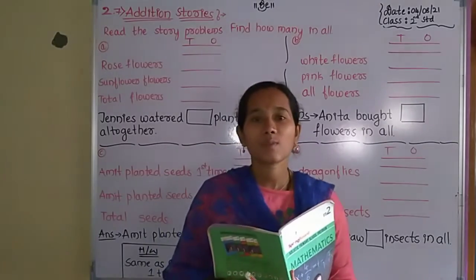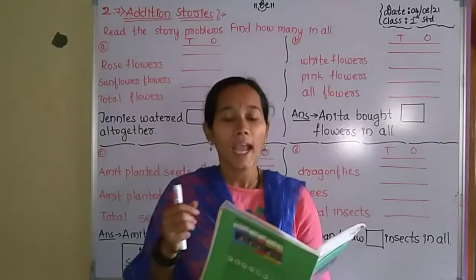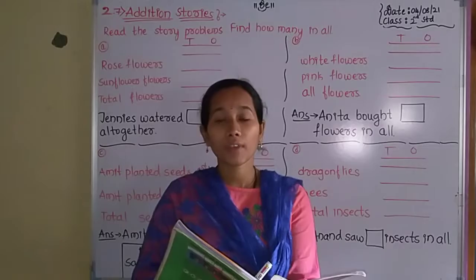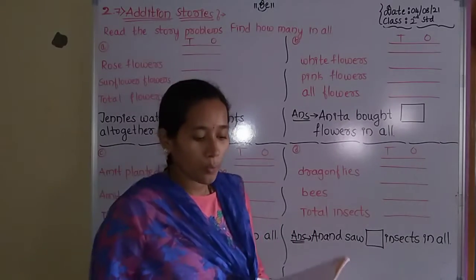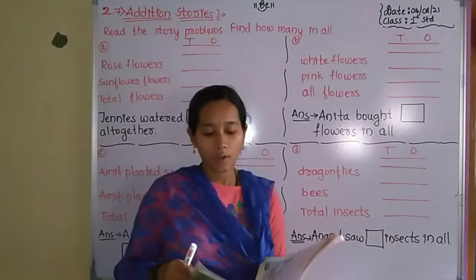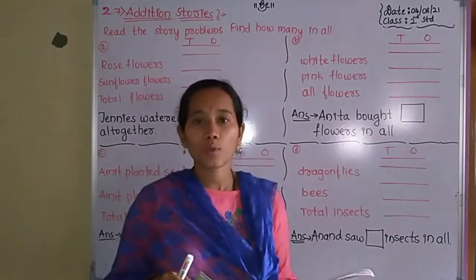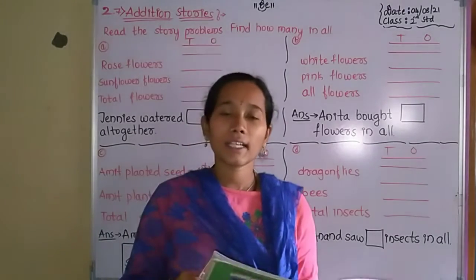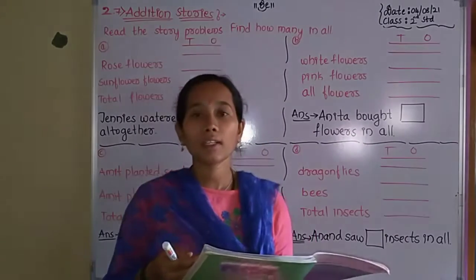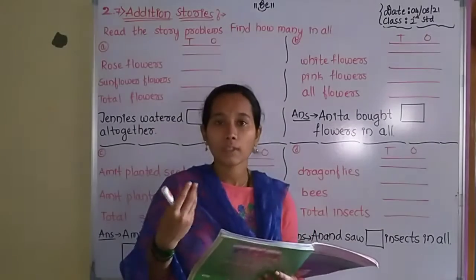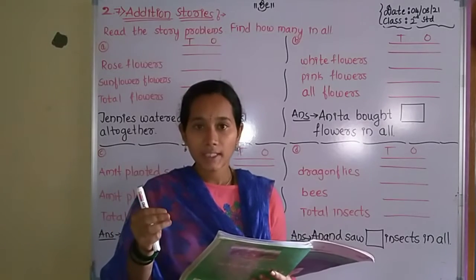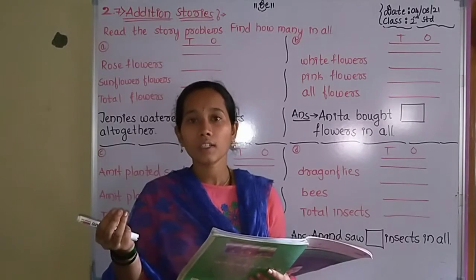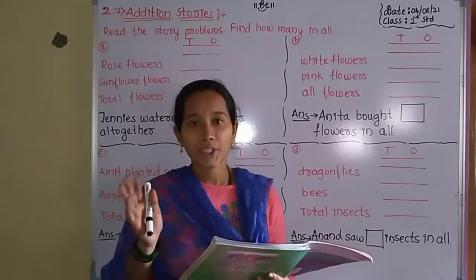Students, in the previous class we solved some examples on addition of two-digit numbers with regrouping and without regrouping, and today's topic is 2.7 addition stories. Here they have given one story. In that, they only give the addends, both addends, and we have to find the addends, write the addition sentence, and also write the sum for the addition operation.